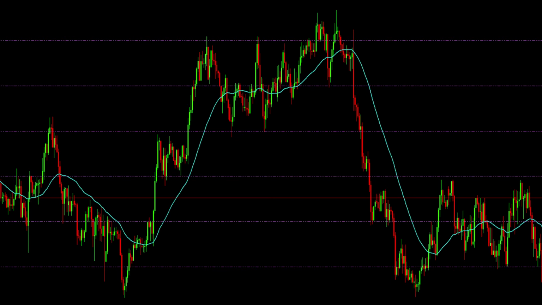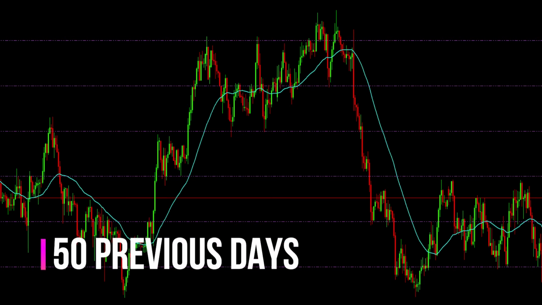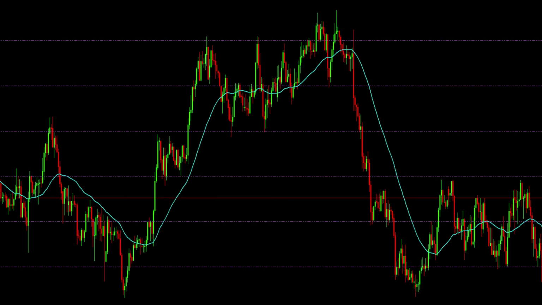The main function of the moving average in technical analysis. First of all, the moving average is used by traders and investors to determine the direction of the trend. The principle of operation is as follows. A moving average is superimposed on the price chart for a certain period, for example, 50, meaning the 50 previous days. If the price chart is above the moving average line, the trend is upward. If below the moving average line, the trend is downward.